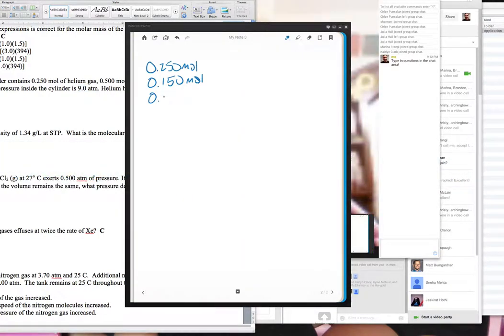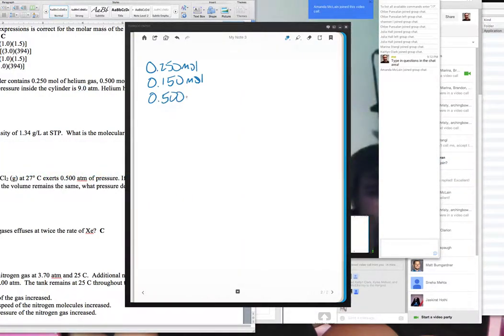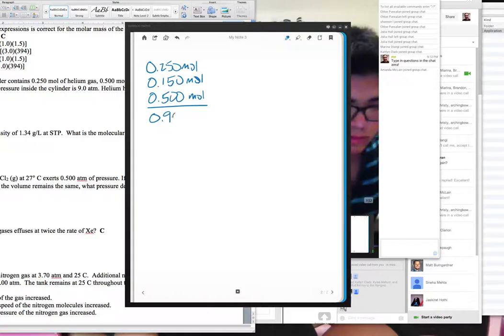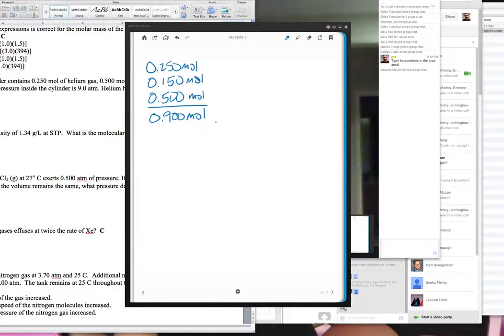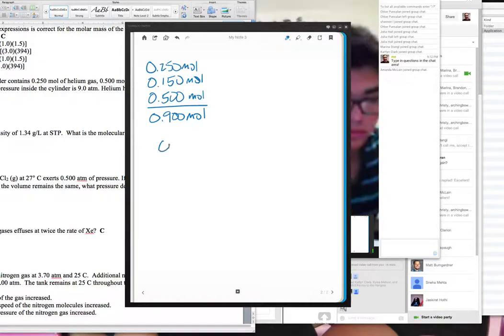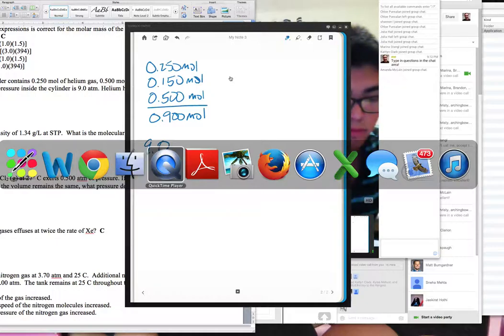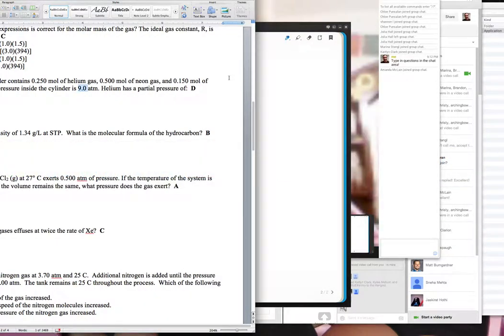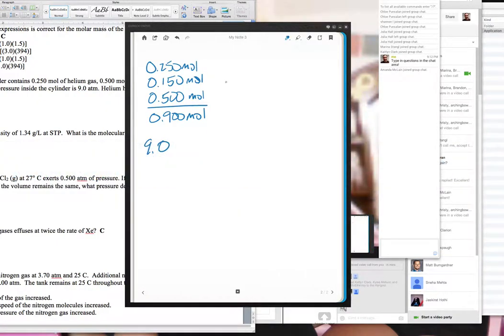And so really, it doesn't matter the identity so much of each one of these. It just matters more of how much the total is. So we add those up and we get 0.900 moles, right? And the total pressure is 9.0 atmospheres. Now, that's pretty good, but what they're asking for is just helium actually, aren't they? I'm kind of going off tangent a bit. So just the helium. And helium was the 0.250, right?